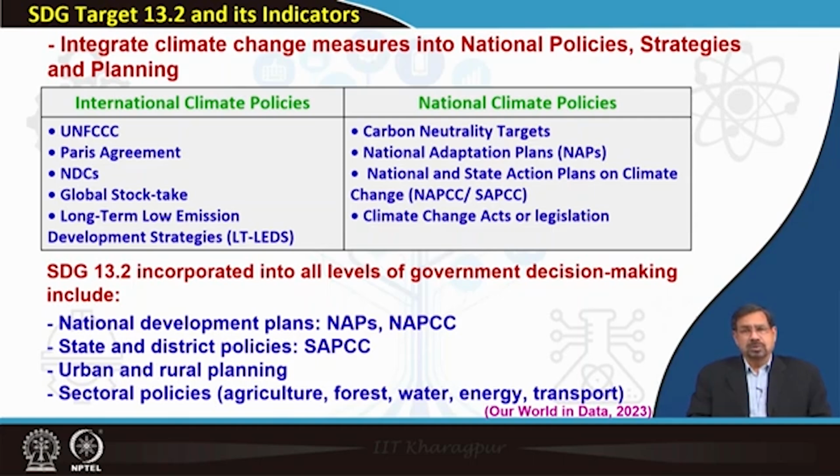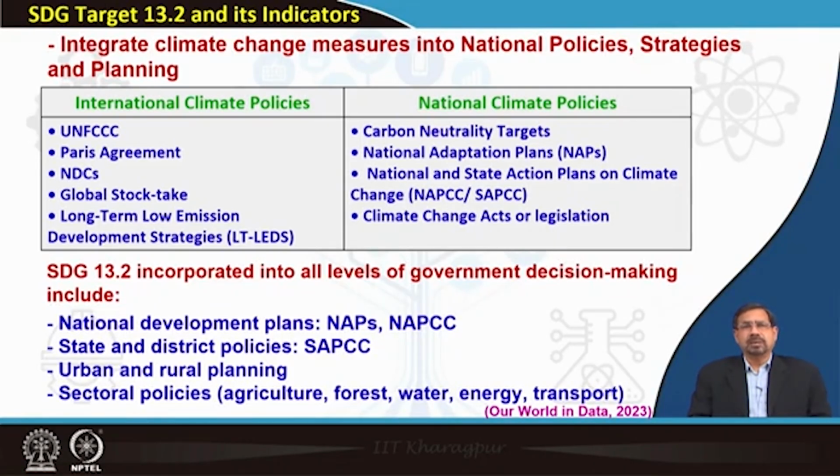We take a global stock, so we call it stocktaking. And then for long term low emissions, we also have policies, called long term low emission development strategies, LT-LEDS to have an abbreviation. National climate policies: under this we will discuss the carbon neutrality targets, national adaptation plans NAPs, national and state action plans on climate change NAPCC or SAPCC, and climate change acts or legislations.